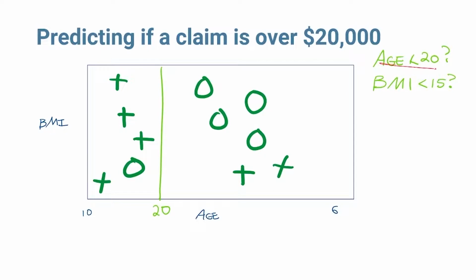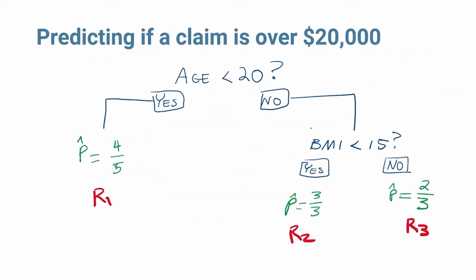So it asks, is your age less than 20? Then it asks another question, is your BMI less than 15? So this divides the feature space into 3 regions. This is a partition. And then for each region, you say that the person's probability of being in the positive class is simply the percentage of records in that region which are positive.